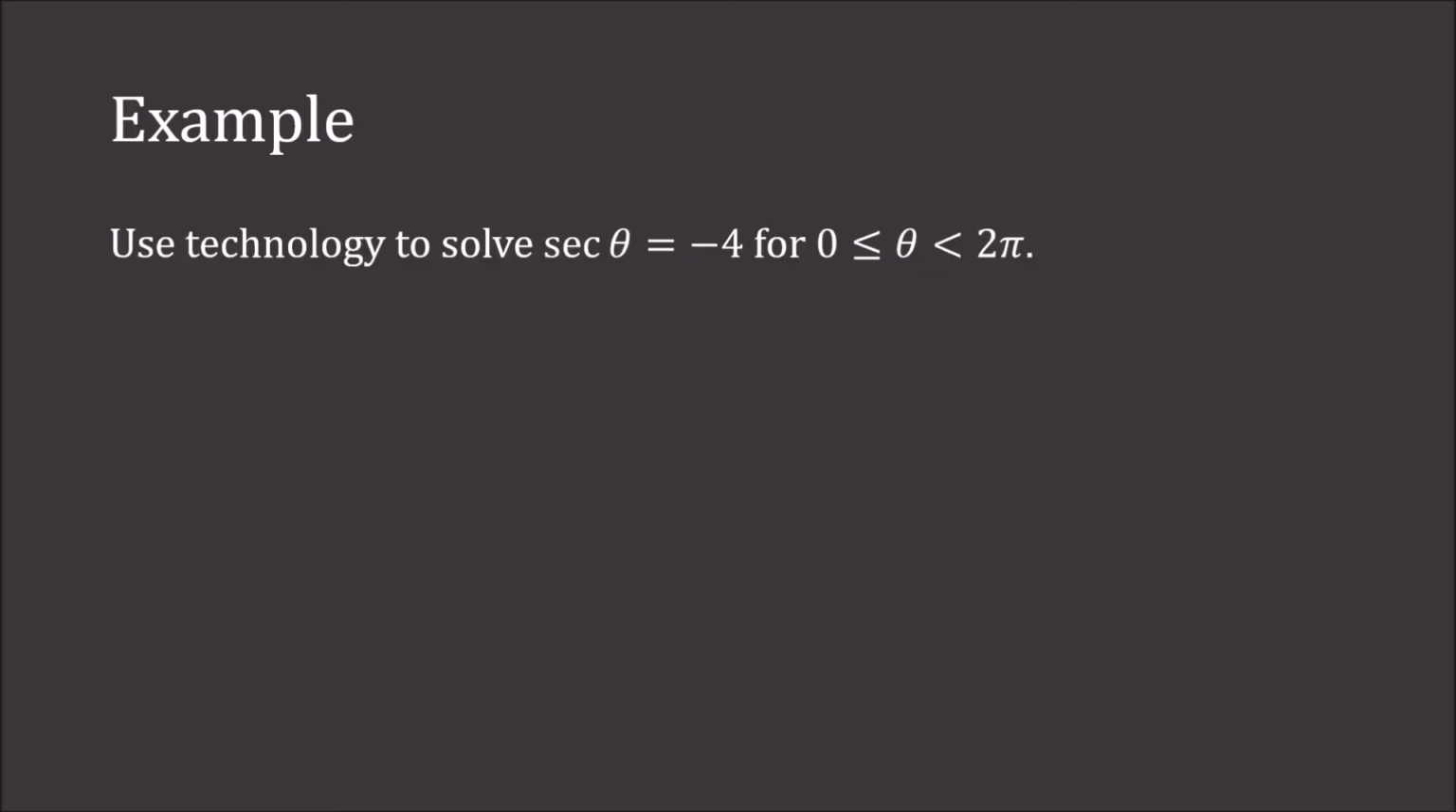We wish to use technology to solve this equation, and again, notice that we're looking for 0 to 2 pi. Now, before we use the technology, we want to analyze this a little bit. Now let's again draw our unit circle.